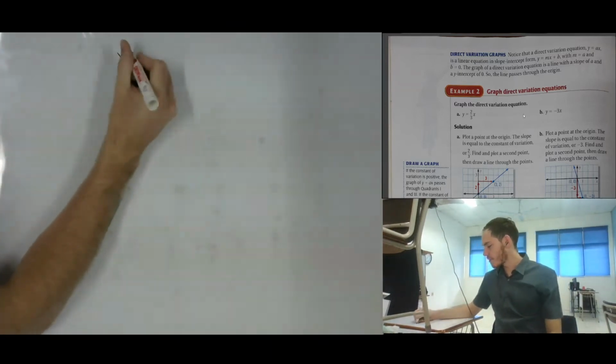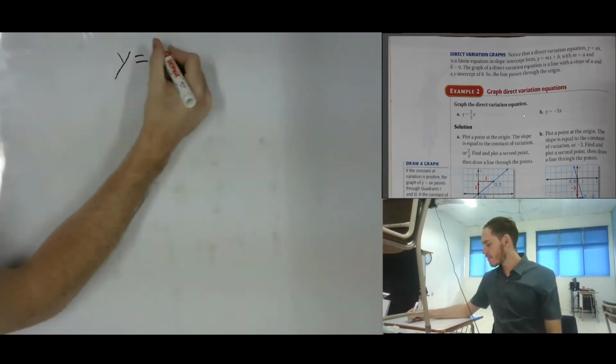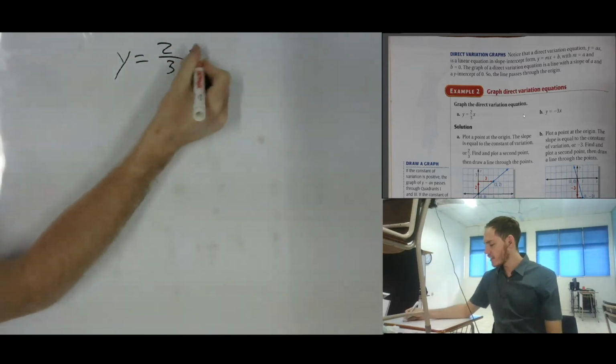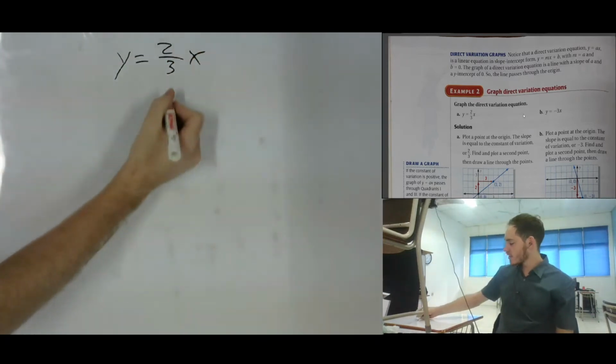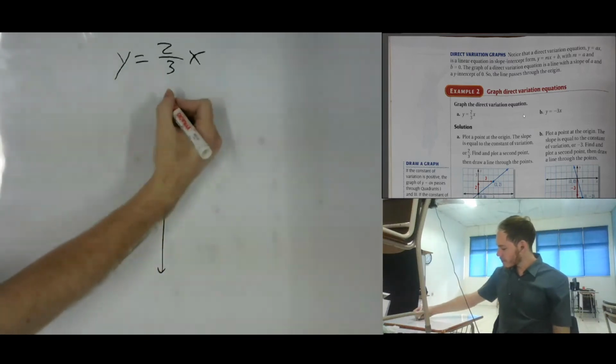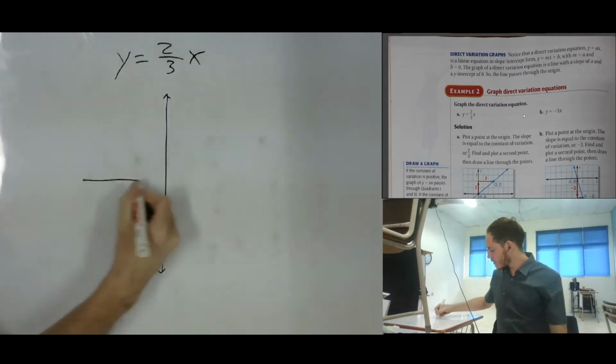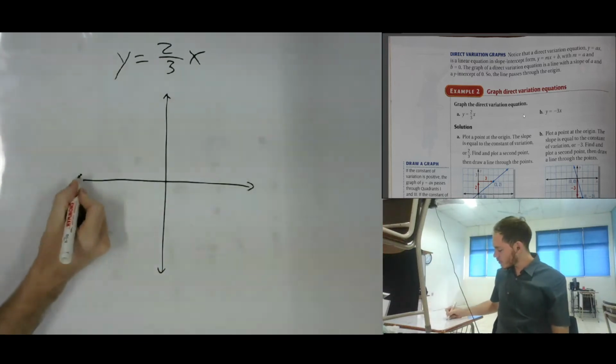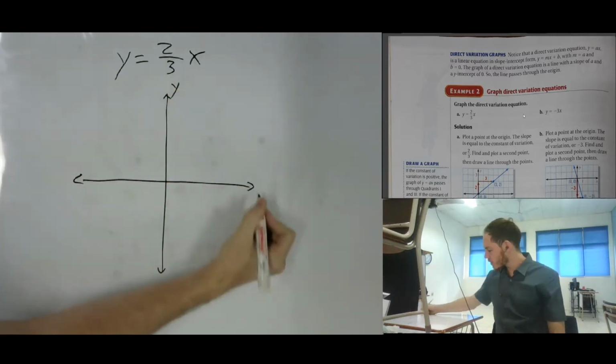Okay, direct variation graphs. Note that the equation y equals ax is a linear equation in slope-intercept form. m is a, basically that's what we talked about. When graphing, this is a pretty easy graph actually. This is kind of my favorite graph. Let's say we're graphing this line right here. That's a direct variation line. What do we know about its y-intercept? Well, does it have a y-intercept? No, so it always goes through the origin.